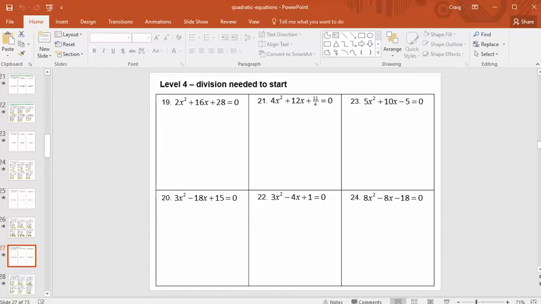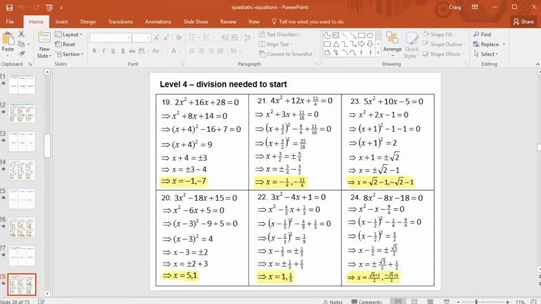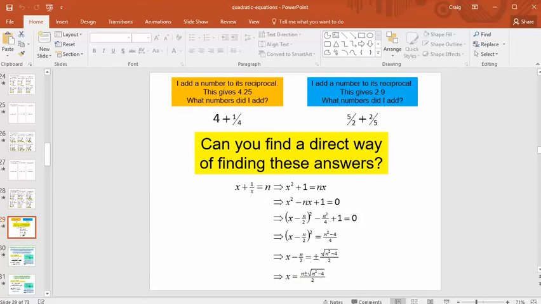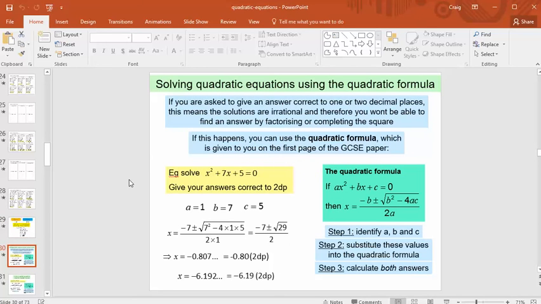I mean, could you need any more when it comes to completing the square there? And as I'm saying, get this related to the graph, because that's new spec GCSE now, figuring out turning points from completing the square form. And now we get our richness. Can you find a direct way of finding these answers which links our completing the square to the quadratic formula, which brings us to our third way of solving these?